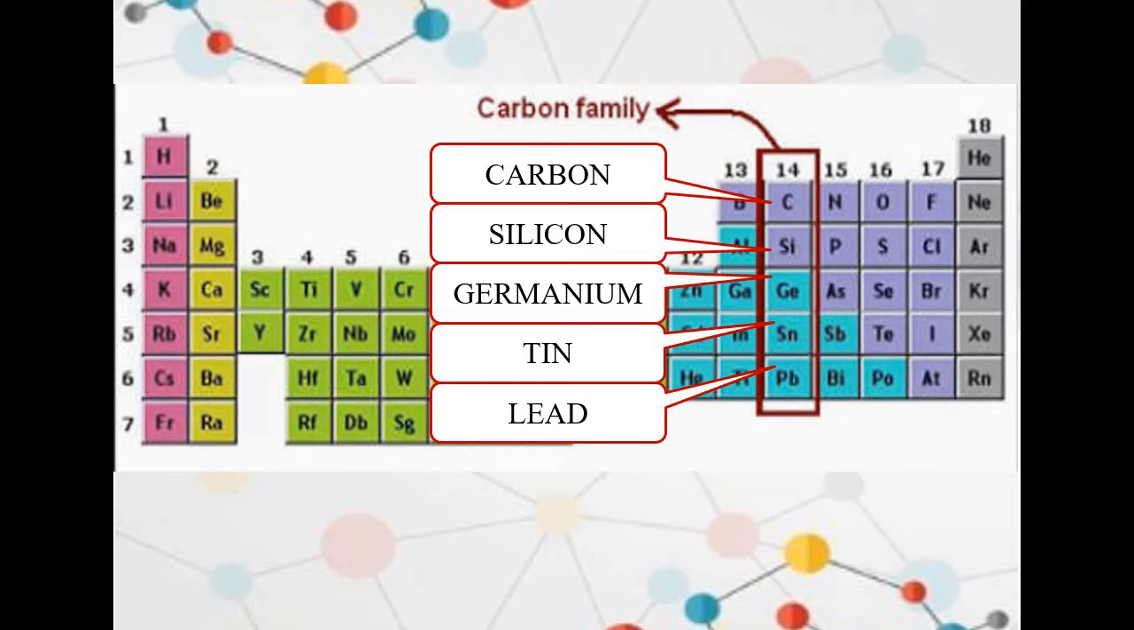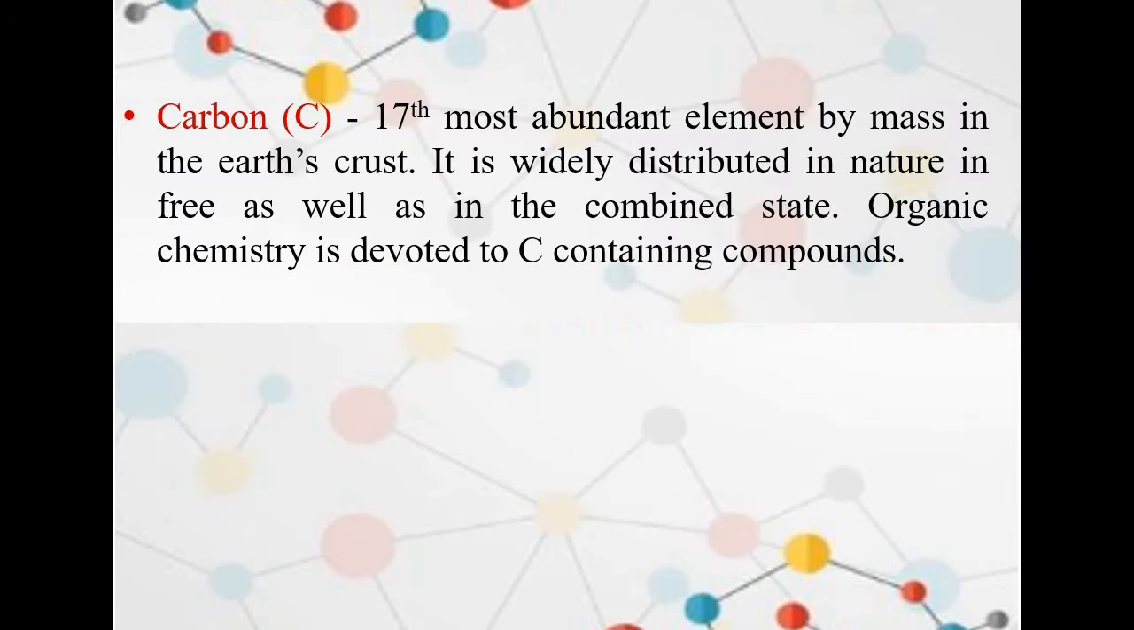Then look at its symbolic representation. Carbon is C, silicon Si, germanium Ge, tin Sn, lead Pb. Then carbon is the 17th most abundant element by mass in the earth crust. It is widely distributed in nature in free as well as in the combined state. Organic chemistry is devoted to carbon containing compounds.